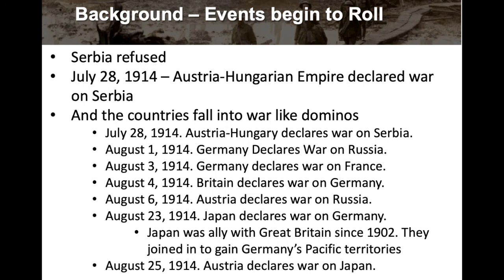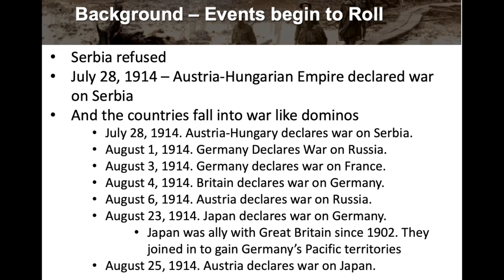August 6th, Austria declares war on Russia. August 23rd, Japan declares war on Germany. And this is kind of interesting. Japan was an ally with Great Britain since 1902. And so they jump in on this because they're wanting to gain Germany's Pacific islands. Germany had islands in the Pacific, and Japan wants those territories. And so Great Britain decides to allow this alliance to continue, causing more issues.